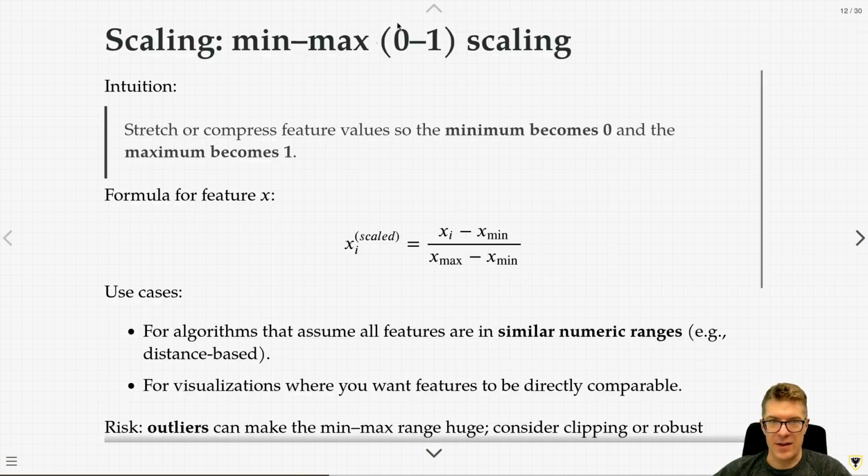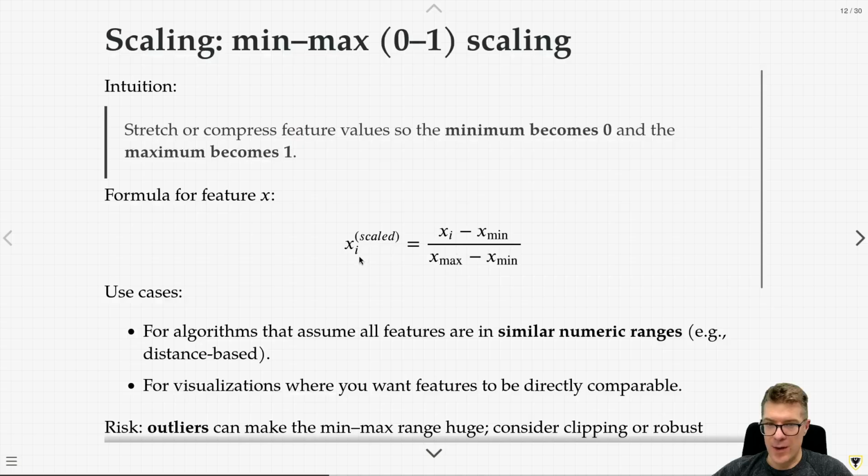Here's a second kind of scaling. It's called min-max scaling. We're going to, in this case, scale the data to be on the range of 0 to 1. The intuition here is that we're going to stretch or compress the feature values so that whatever the minimum value is, that's going to be 0, and whatever the maximum value is, it's going to be 1. So here's the formula for this other kind of scaling.